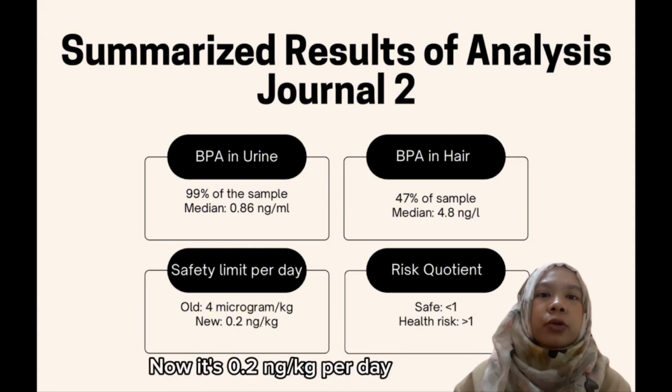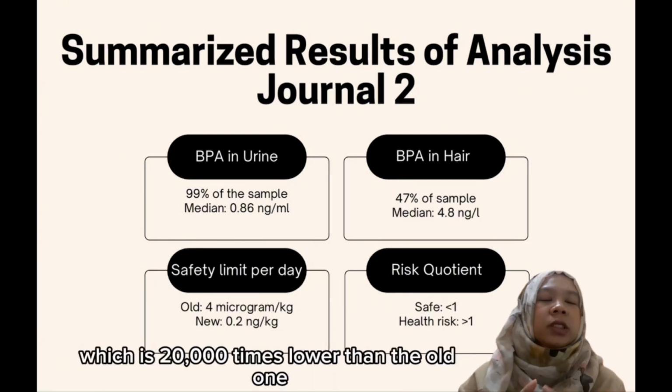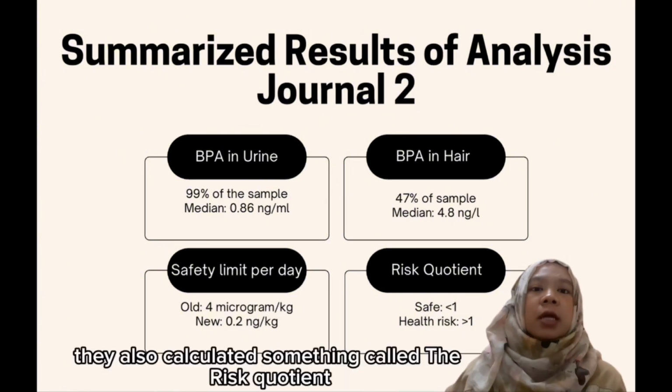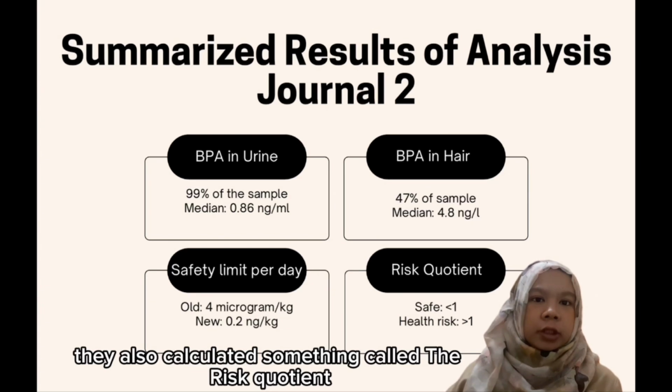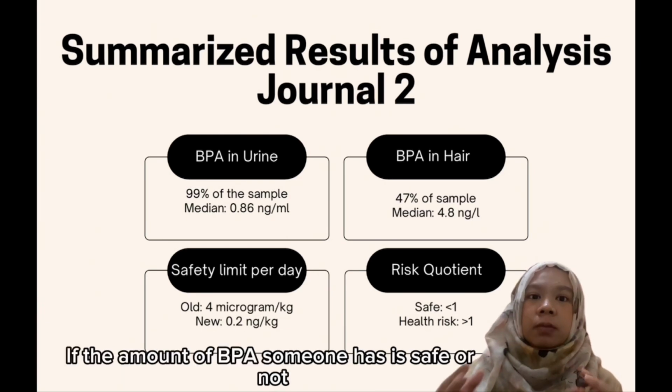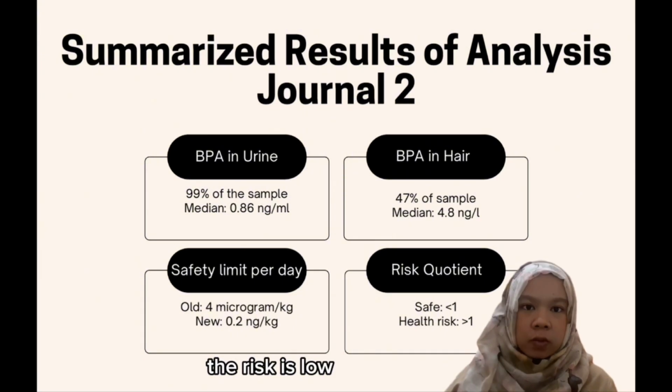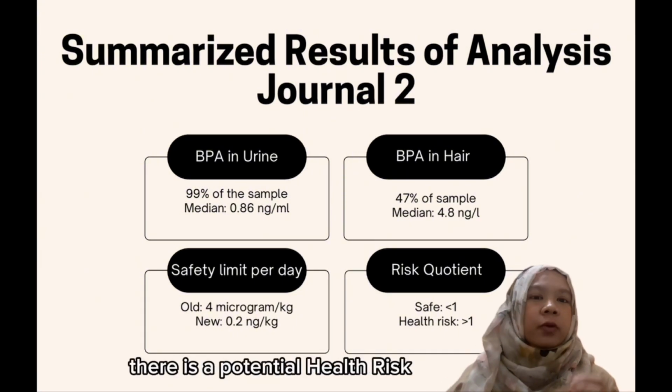Now it's 0.2 nanograms per kilogram per day, which is 20,000 times lower than the old one. Based on this new limit, every person in the study had too much BPA in their body. They also calculated something called the risk quotient, which is the number that tells us if the amount of BPA someone has is safe or not. If the RQ is less than 1, the risk is low. If the RQ is 1 or more, there is a potential health risk.